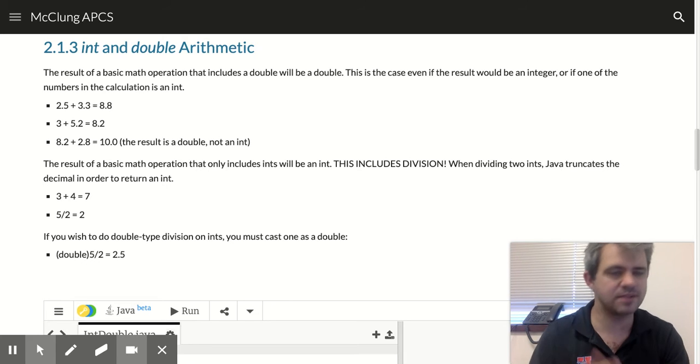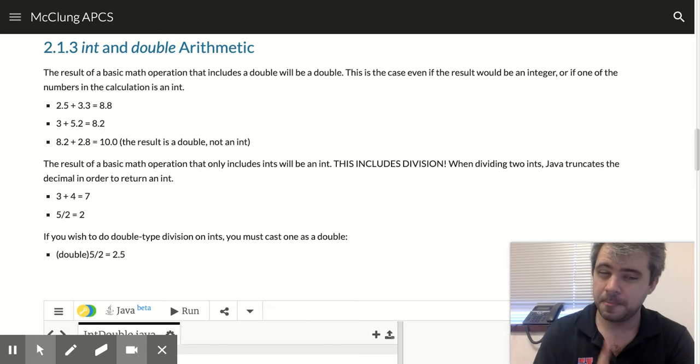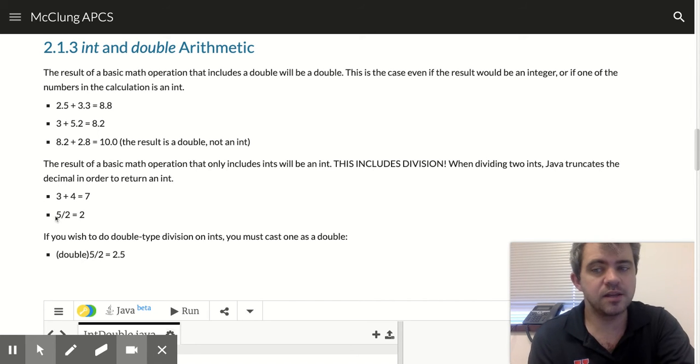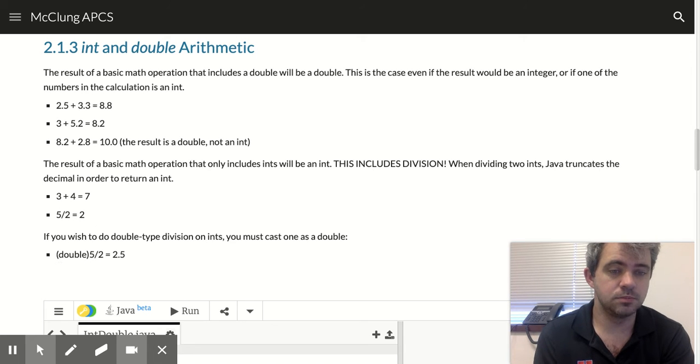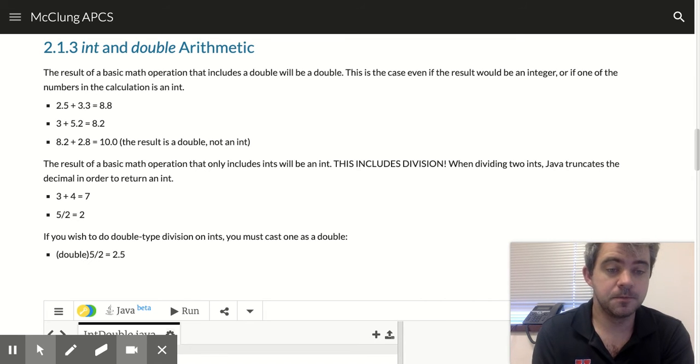Now, if you're only dealing with ints, though, if you add two ints, you get an int. If you subtract two ints, you get an int. When you multiply two ints, you get an int. But when you divide two ints, you also get an int. Which at first you go, oh, sure. And then you realize, wait, 5 divided by 2 returns 2. Okay, 1 divided by 2 returns 0.